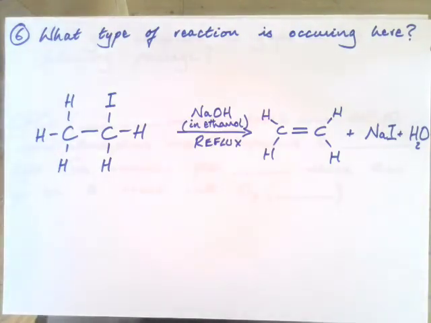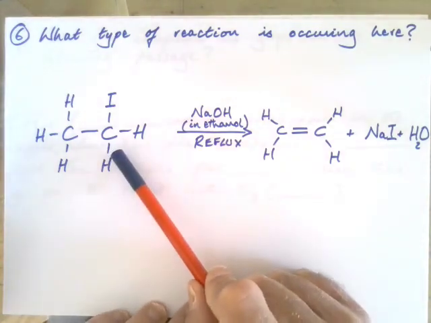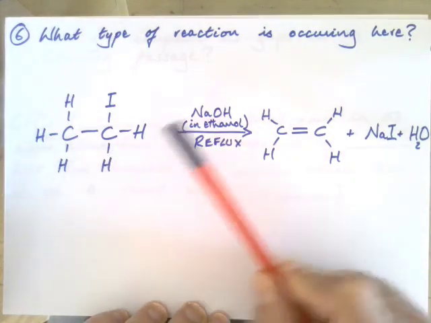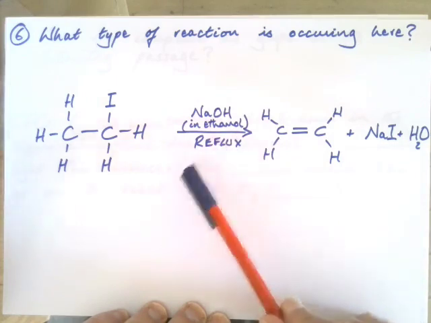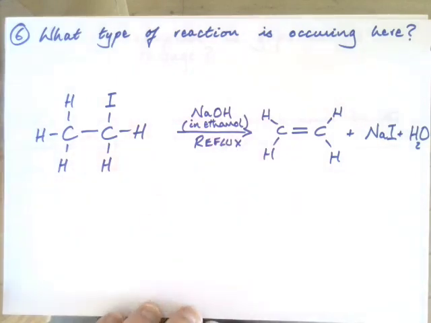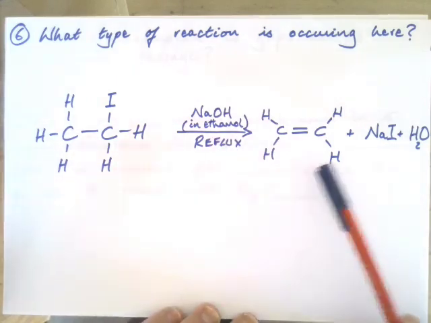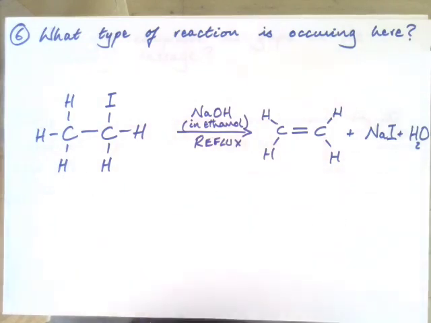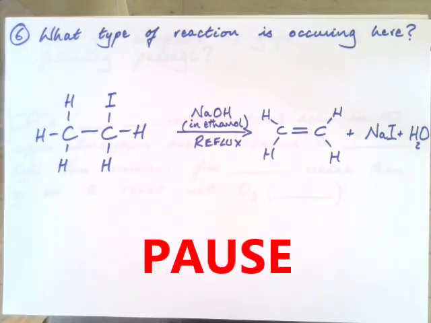What type of reaction is occurring here? Okay, so I've got iodoethane, and I've got sodium hydroxide dissolved in ethanol, and I'm refluxing it up. I'm making ethene, sodium iodide, and water. What type of reaction is this? Pause the video, have a think, then give me your answer.